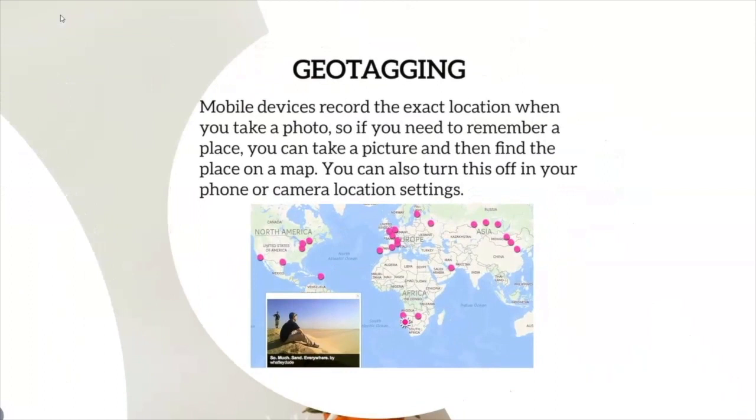Okay, another thing a lot of people are not aware of is that your mobile devices typically have the option for geotagging. Basically, what that means is that anytime you take a photo, your phone will actually record the location in which the photo was taken. It's usually saved in the metadata of the photo itself. But if you don't want that feature to be on, you can also turn this off in your phone or camera location settings.